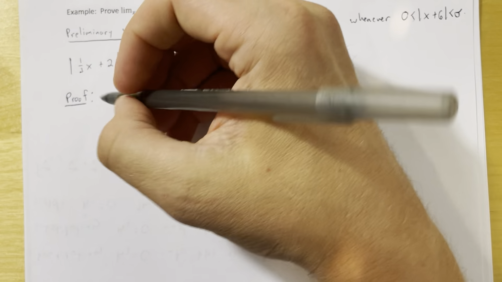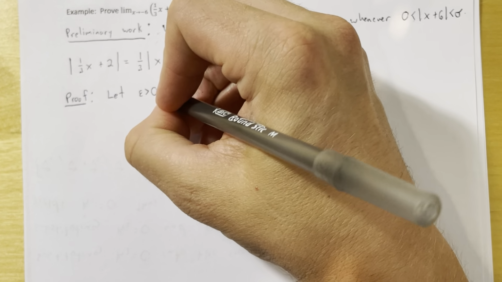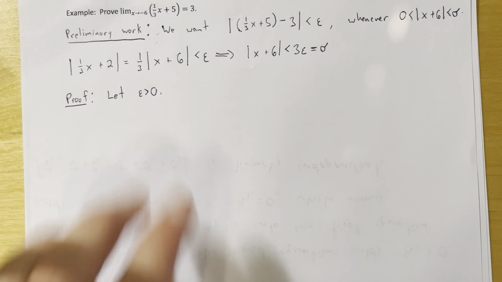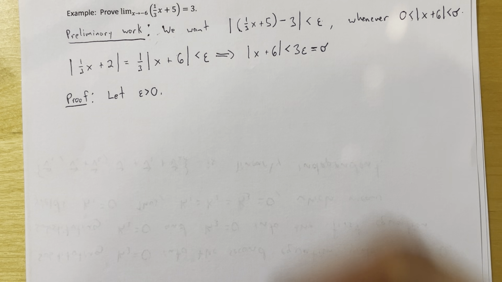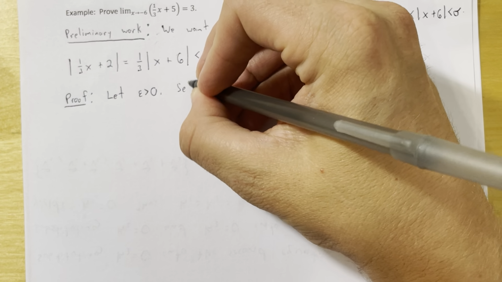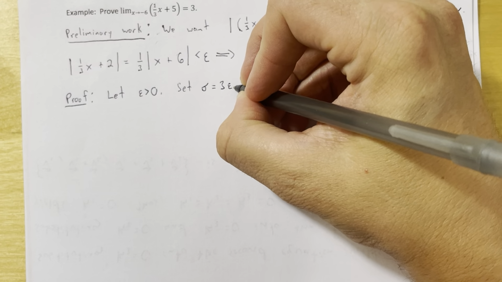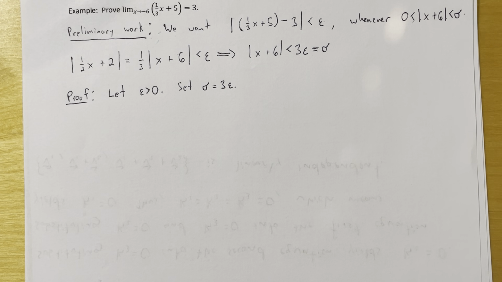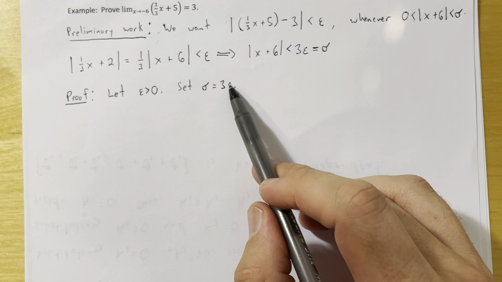We're going to say, let epsilon be greater than 0. You always start these proofs with that exact statement, because what you're doing is you're now identifying epsilon as some positive number, and now you can work with it in some way. We're going to say, let epsilon be greater than 0, and we're going to set delta equal to 3 epsilon. Okay? So this is using the result of our preliminary work right away.